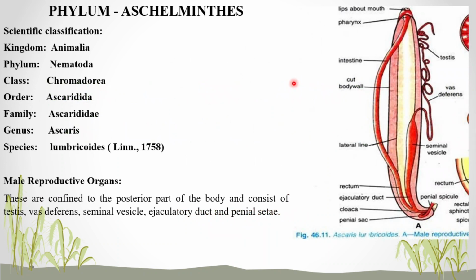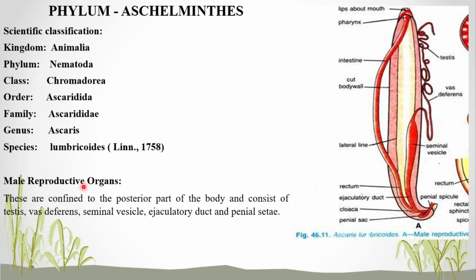The classification of Ascaris is Kingdom Animalia, phylum Nematoda, class Chromadoria, order Ascaridida, family Ascarididae, genus Ascaris, and species lumbricoides, which was described by Linnaeus in 1758. So, dear friends, this is the complete diagram of the reproductive system of Ascaris.